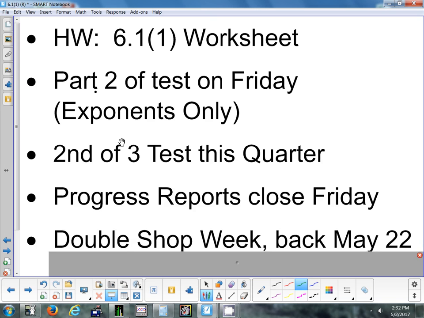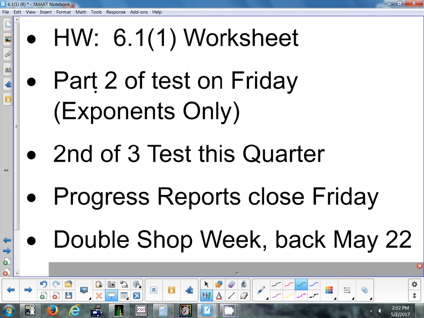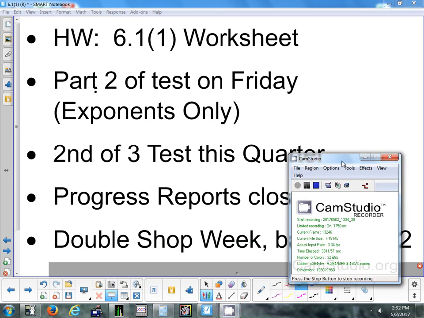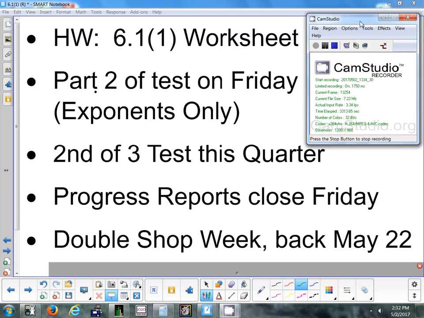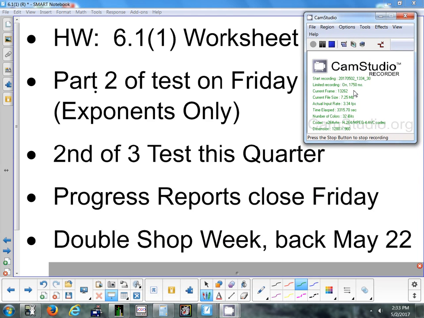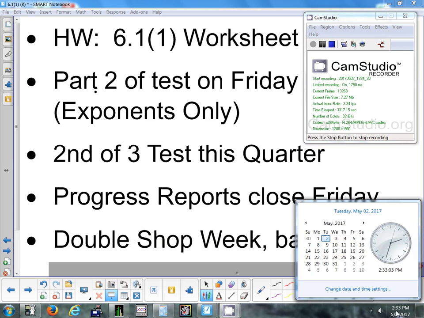Last thing, remember, you've got a double shop week coming up. Next week and the week after. That means on Friday, which is May 5th, we're not going to see you guys again until May 22nd. That's your next academic Monday. That's your last academic week of new stuff. The end of that week, I think it's the 26th, will be your last test for the quarter. After that, we're getting ready for the final exam.